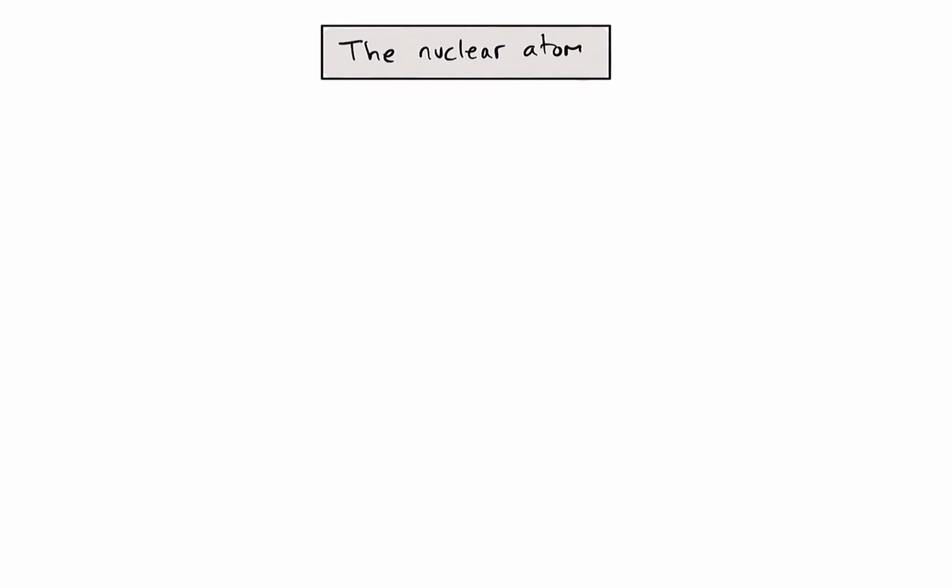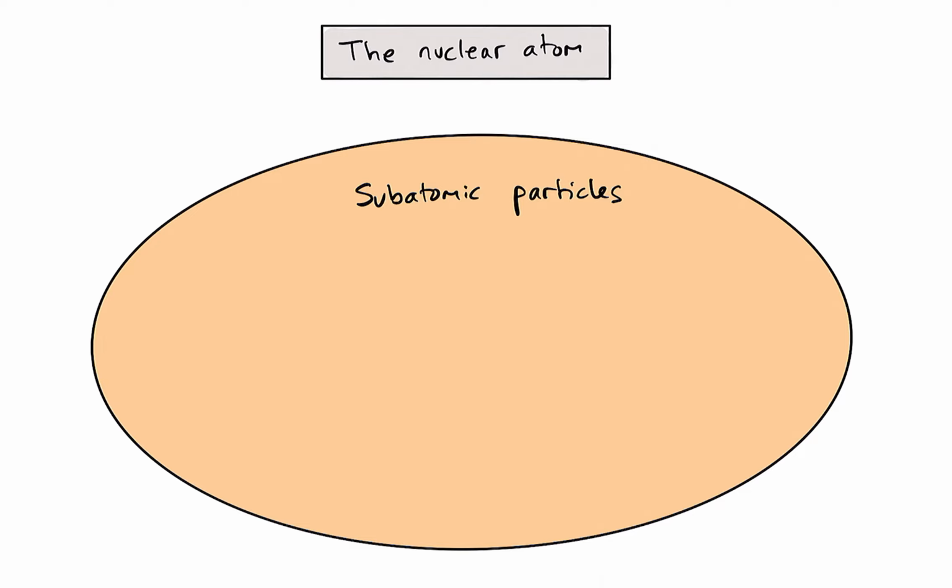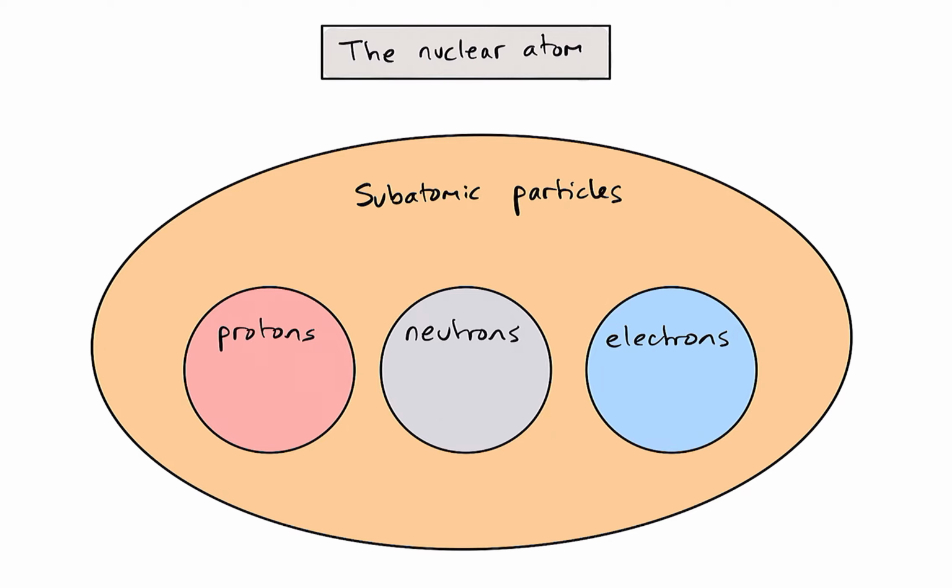Okay, let's see if we can use a Venn diagram to conceptualize our understanding of an atom and what's inside it. First of all, it's probably worth outlining that we need to know about the three different types of subatomic particle. We have protons, neutrons, and electrons.